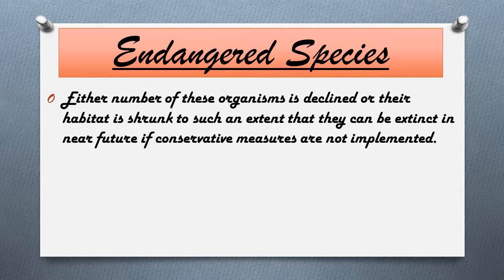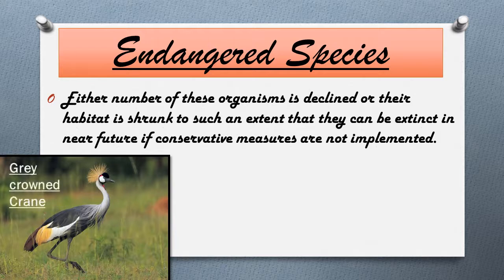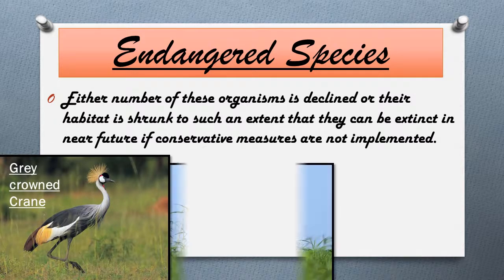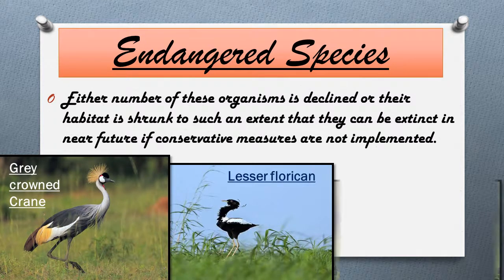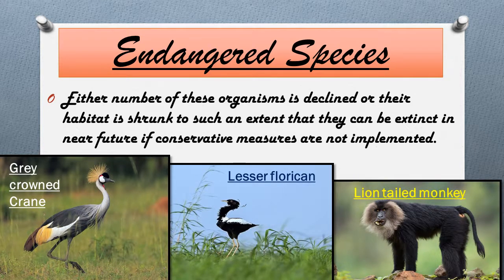So endangered species are any species that is at risk of extinction. That means they become very few in number because of a sudden rapid decrease in population or a loss of their critical habitat. So these become endangered species. For example, here we have the grey crowned crane, one of the endangered bird species, then the lesser florican, and the third one is the lion tailed monkey. These are 3 examples of endangered species.